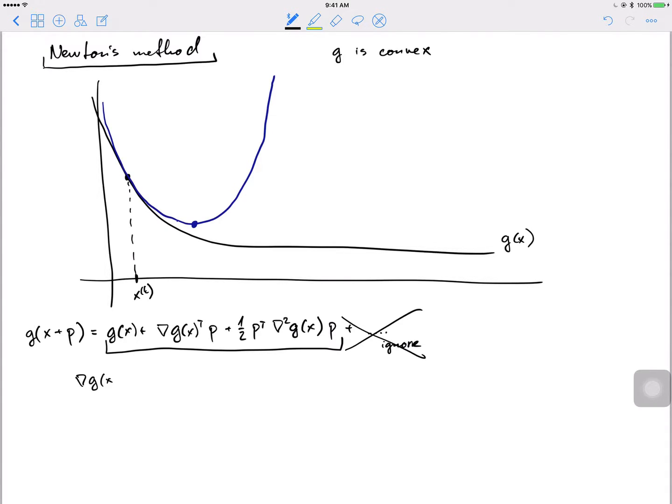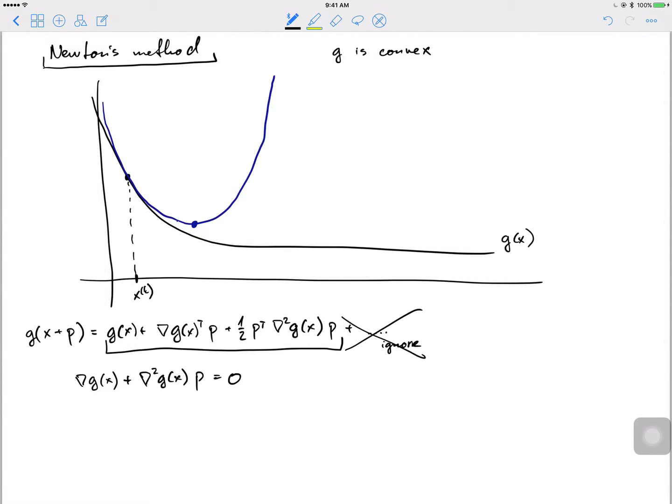So I have the gradient of g at x plus the Hessian of g at x times p. That's just the derivative. It's just easy because it was just quadratic. And then I set this to 0. Is it clear? Cool.